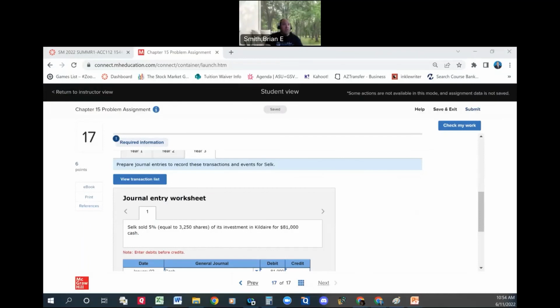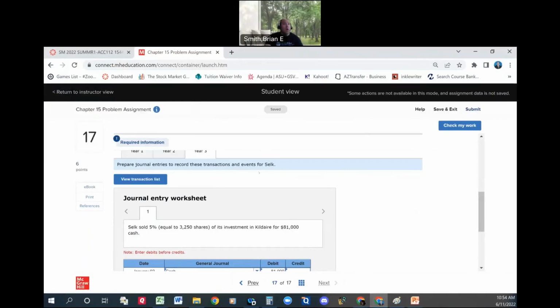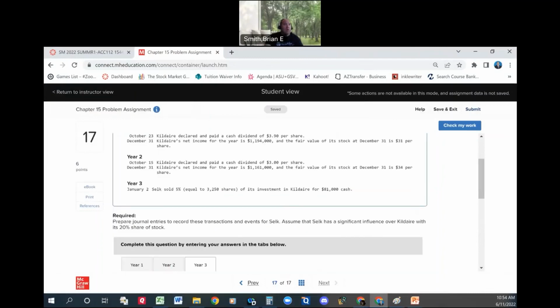Okay, in year 3, we're going to go ahead and sell 5% of our shares. Anyway, I've already put in the cash amount here for $81,000 of its investment for that. We're getting the cash amount of that. Now, in order to calculate this sale, we have to track how much we've sold.